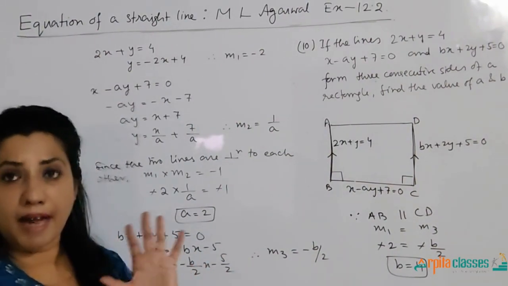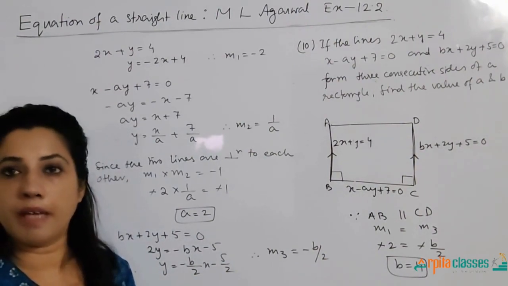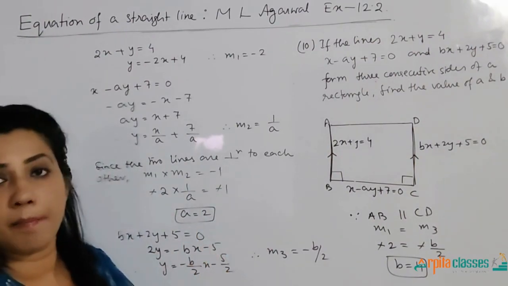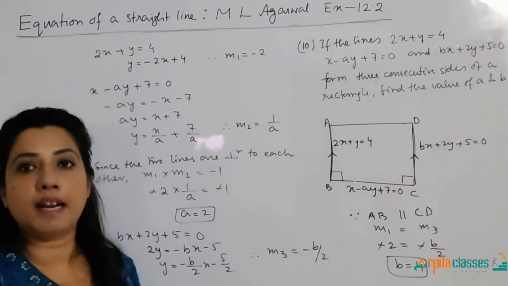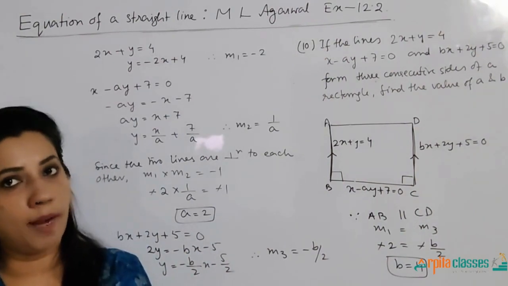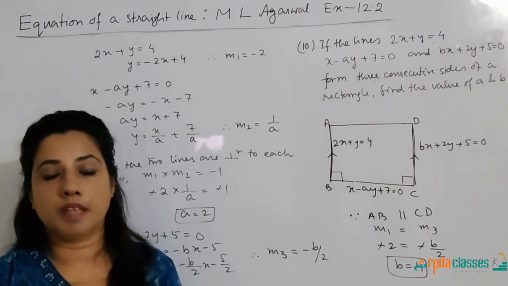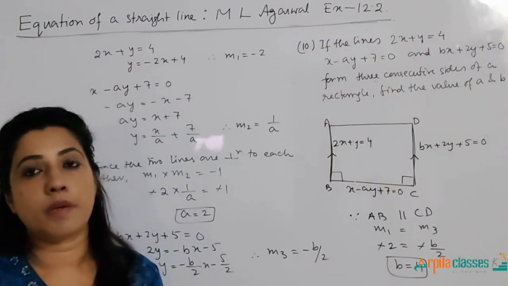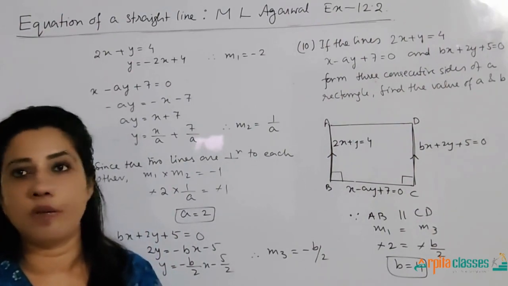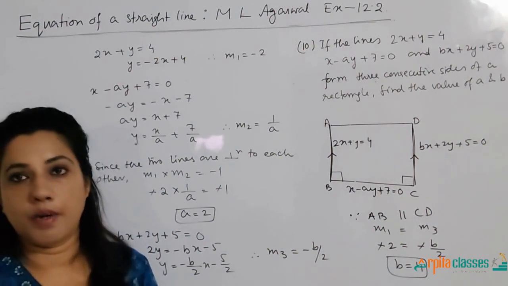To summarize the entire thing, if the lines are parallel to each other, the slopes will be equal to each other. That is, m1 is equal to m2. So whenever you see the lines are parallel or they are asking whether the lines are parallel or not, you will just say m1 should be equal to m2. And if the lines are perpendicular to each other, then it will be m1 into m2 is equal to minus 1. That is, the product of the slopes of the two lines should be equal to minus 1. If that criteria is fulfilled, then the lines are perpendicular to each other.